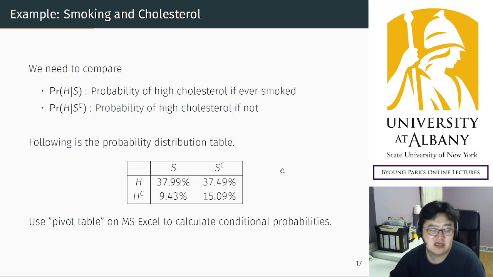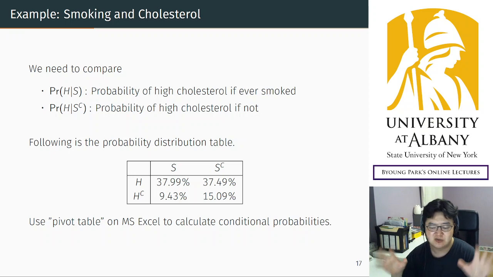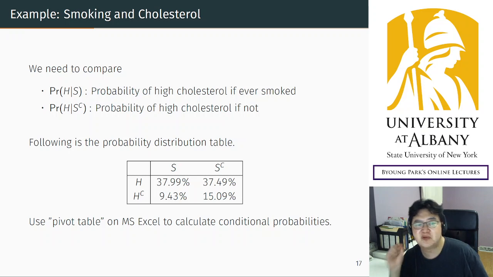The correct answer is this. You should compare these two. The first one is the probability of high cholesterol if smoked, and the second one is the probability of high cholesterol if not. So the two groups are those who smoked and those who have not, and we compare these two groups for their probability of high cholesterol. This is what we have to compare.